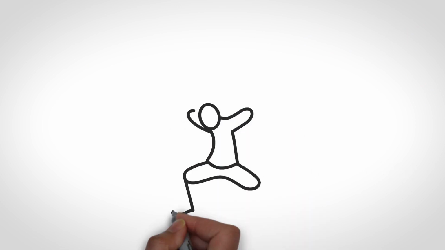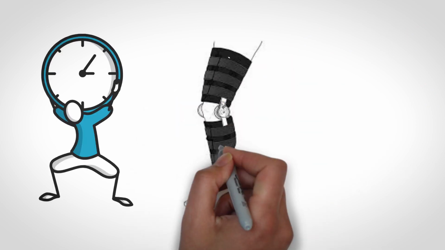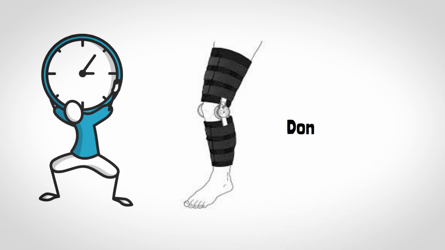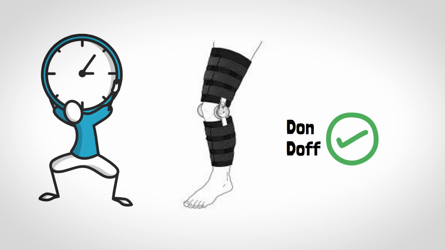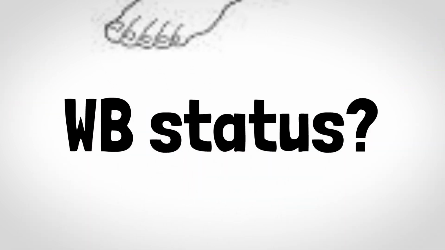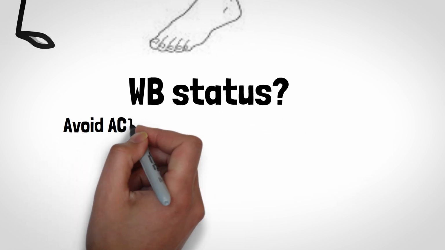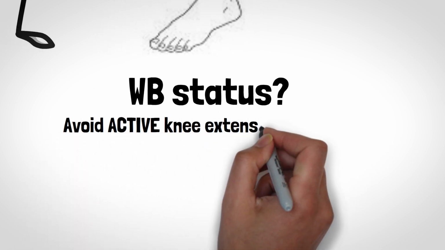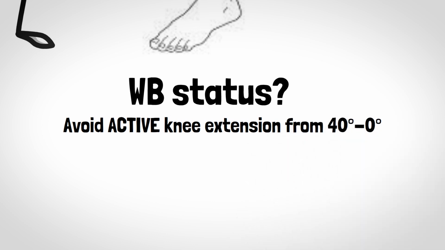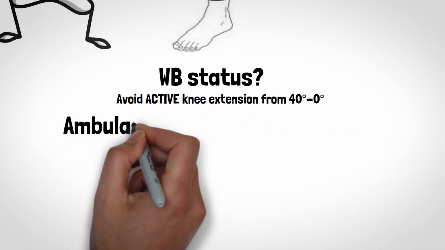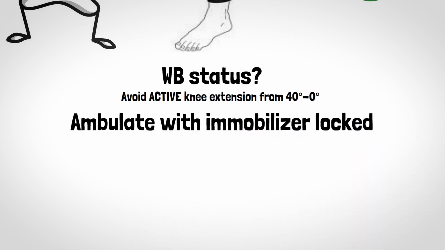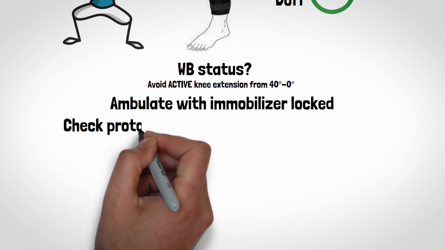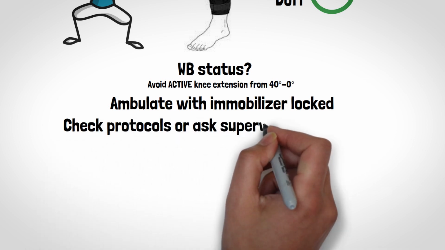Depending on the time that it's been since the surgery, the patient is most likely going to be in a knee immobilizer, so knowing how to don it and doff it, having some practice before they show up, can shave off some time and get you more familiar with what you're about to do. Each patient has a different weight-bearing status. Protection of the surgery is important, so something like knee extension from 40 degrees to 0 degrees should be avoided just to protect that graft. Another thing that should be avoided is ambulating without the immobilizer being locked. This will prevent their knee from buckling and causing more pain.